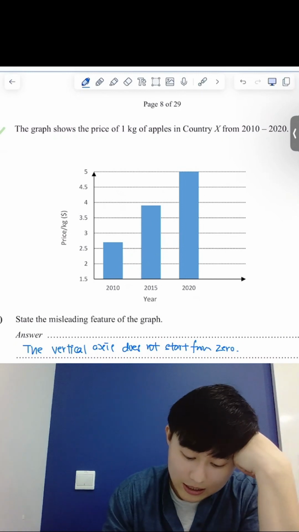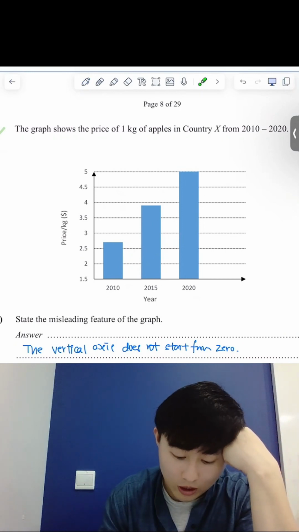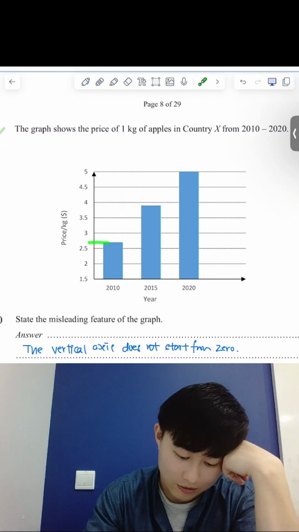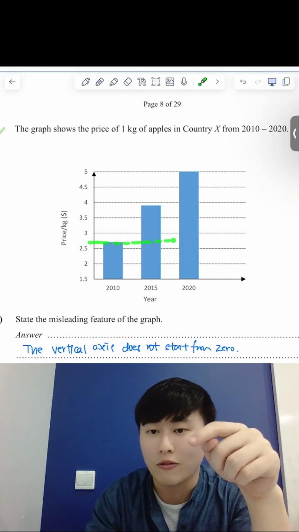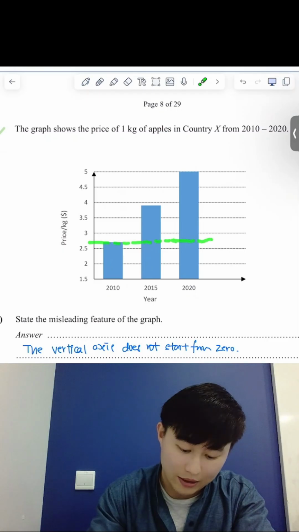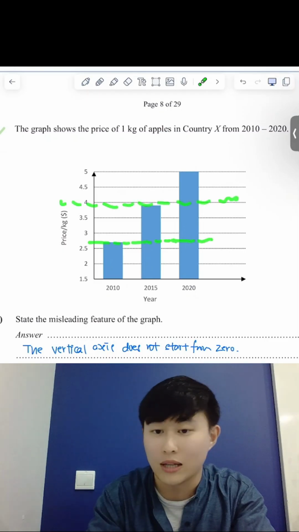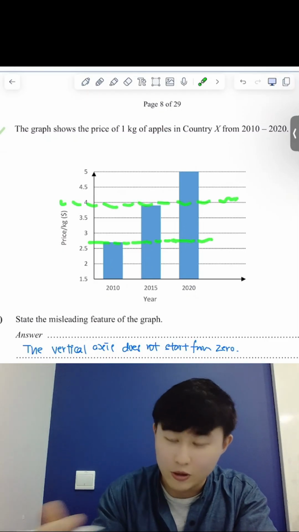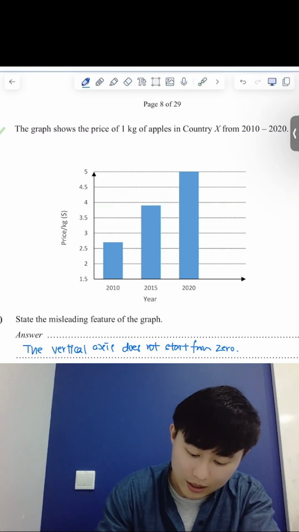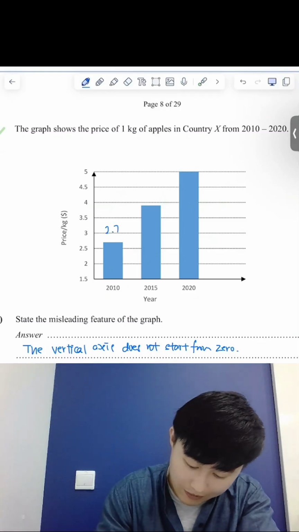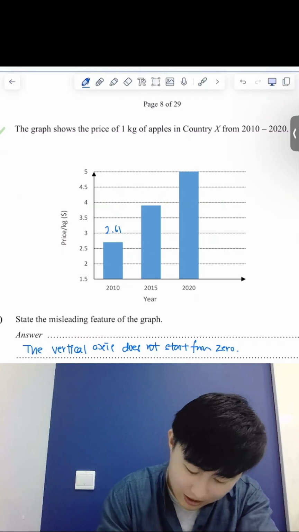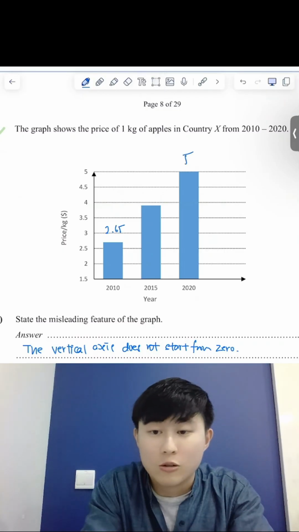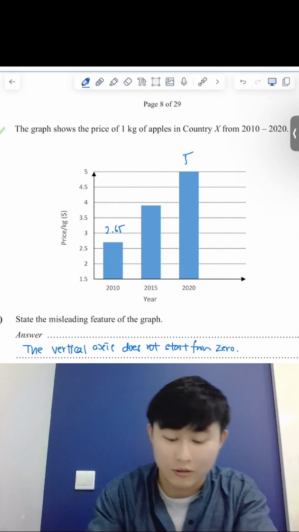Actually, looks twice is more of 2015. If you take a look, it's roughly halfway through, right? So 2015 is half. But if you take a look at the other value, 2020 looks like it's three times of it, right? But if you take a look at the actual value, this is 2.7, maybe 2.657. This is around 5. So it's not actually three times, it is two times, right?